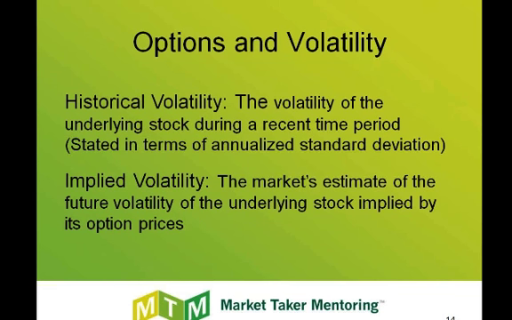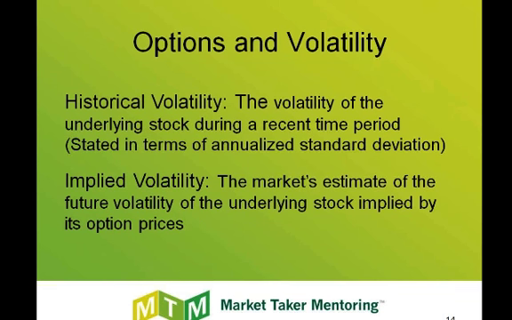Now, let's start out with the crash course here, and I'll tell you the things you need to know. Historical volatility is the volatility of the underlying stock during some sort of recent time period, usually 30 days. Historical volatility is the first type of volatility that we need to understand. The next type is implied volatility, and we'll get to that in just a second. Given this definition here, historical volatility doesn't necessarily have anything to do with options. It just tells me how volatile a stock is during the last 30 days.